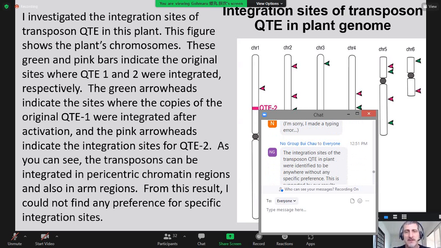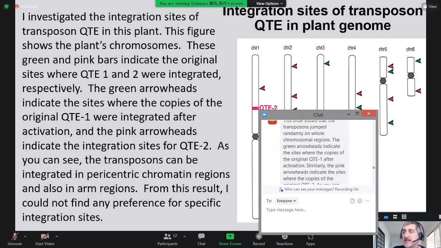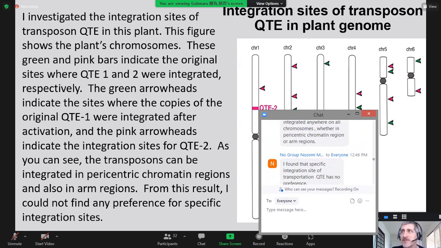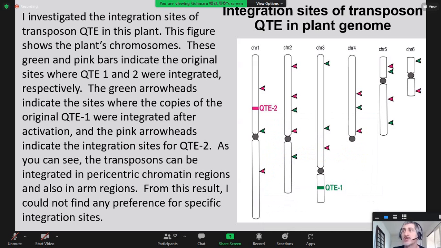There's no preference, or they can integrate anywhere. So some of you said things like the integration sites were identified to be anywhere without a specific preference, or the transposon jumps randomly on the whole chromosomal regions. Okay. Lots of different expressions for this. It's very nice. Most of you removed the specific sentences for the "this is a plant" image. That kind of sentence is really unnecessary.